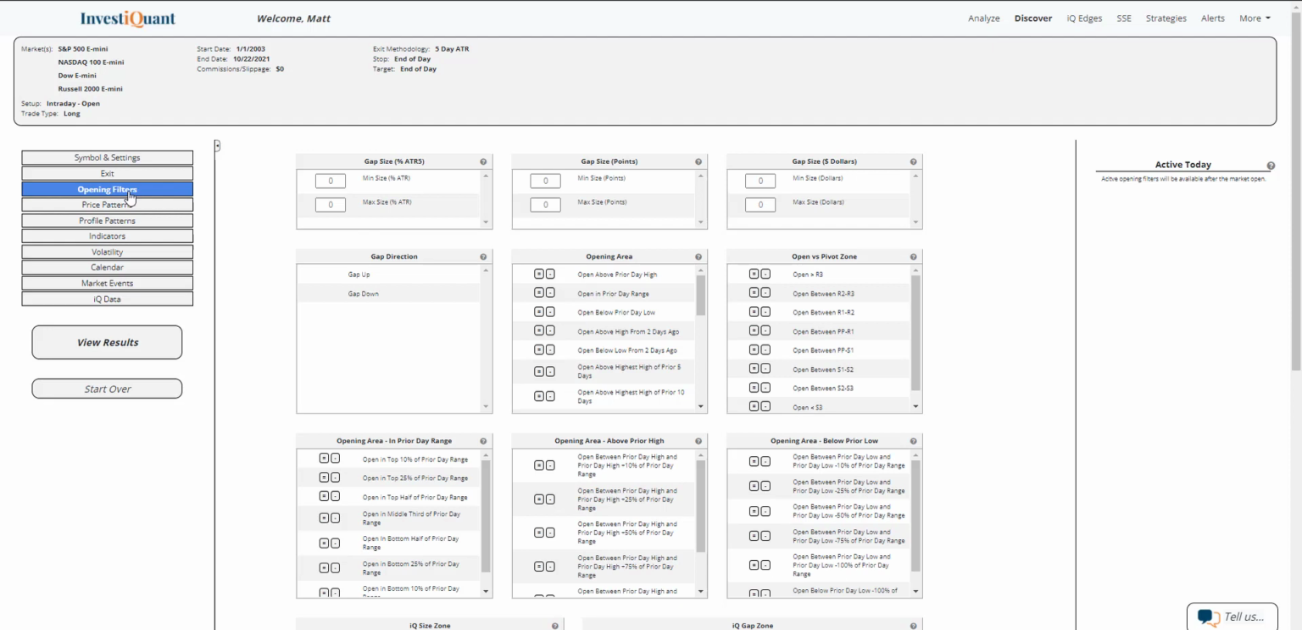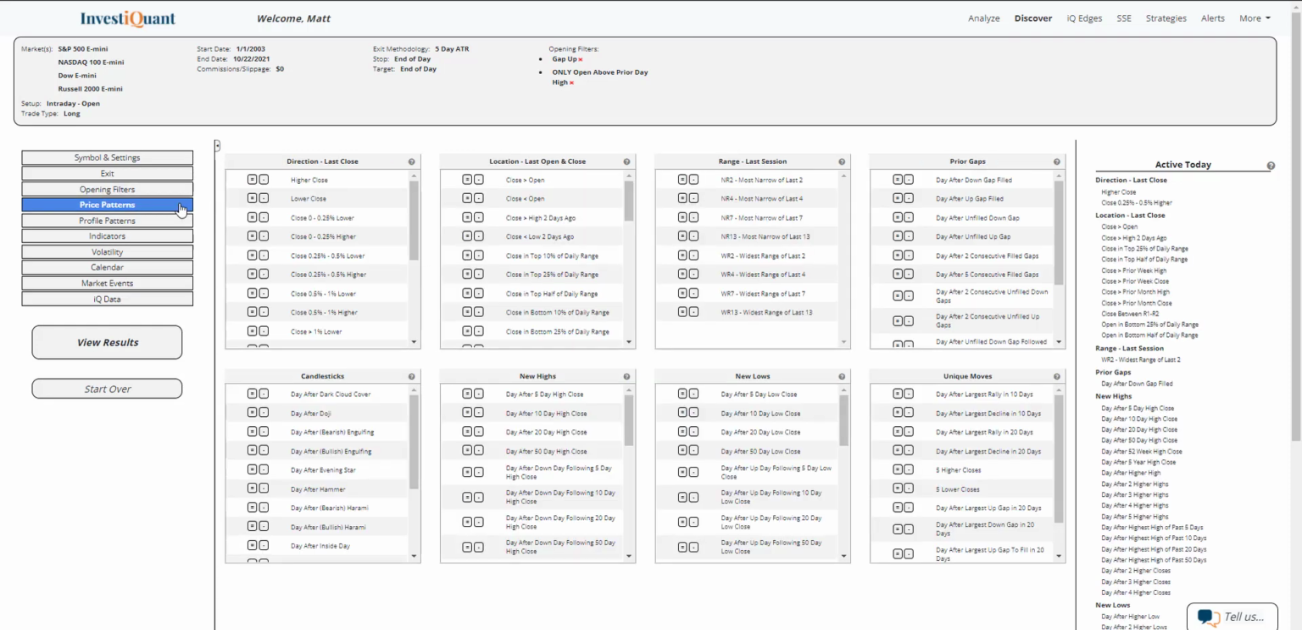So I'm going to go into the opening filters. I'm going to go gap direction. I'm going to click on up. I'm also going to click opening area, open above prior day high. There's a chance we don't open above prior day high, but we are up there now. So I'm going to go ahead and click that to add it to the test. You can adjust that as we get closer to the open on your own if you want.